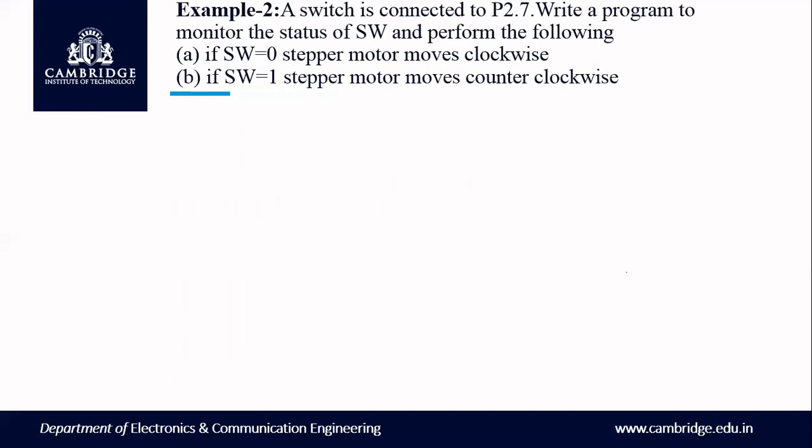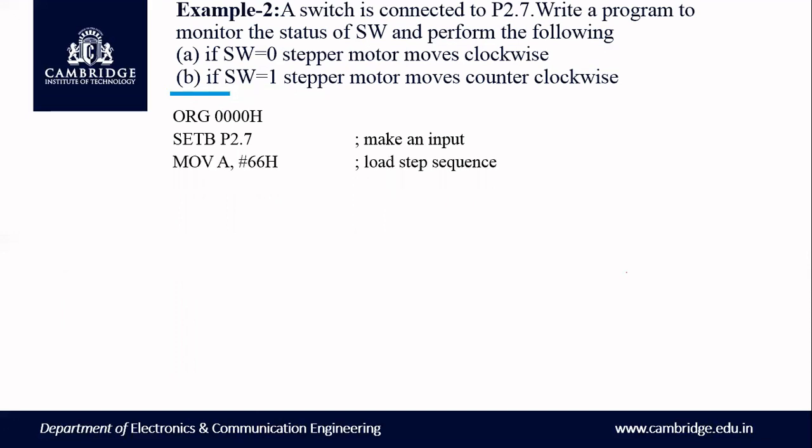Let us see one more example. Suppose you are connected to an external switch, and based on the switch value you can have a clockwise or anti-clockwise rotation. We are taking one switch, and we are making P2.7 the input port. On that, you are providing the value 0 or 1. The initial value is the step sequence, which you load into the port, which in turn is connected to the motor.